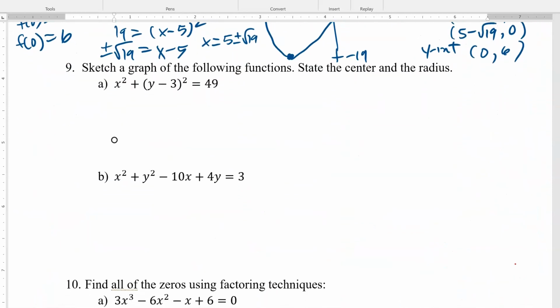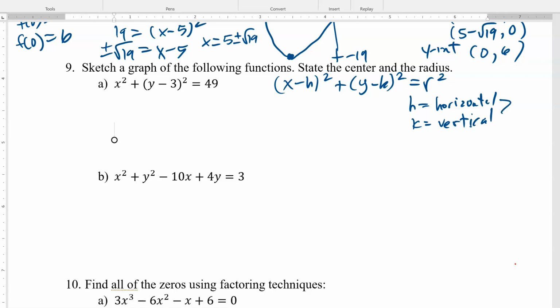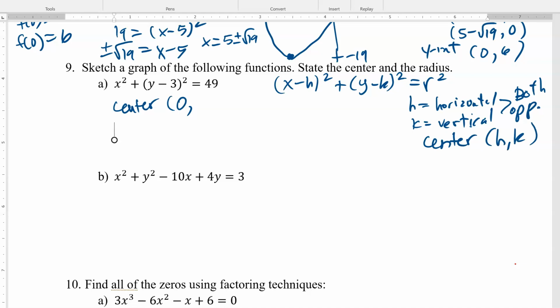On this one, H is still the horizontal, K is still the vertical, but this time they are both opposite. Well, this one doesn't really have an h, so this is really like x minus 0 squared. The horizontal shift, our center, is going to have an h of 0. So our center at (h, k), since there's no number with the x, is at 0. The y has a negative 3, so it'll be a positive 3. That's where the center of this is, at 0, 1, 2, 3.